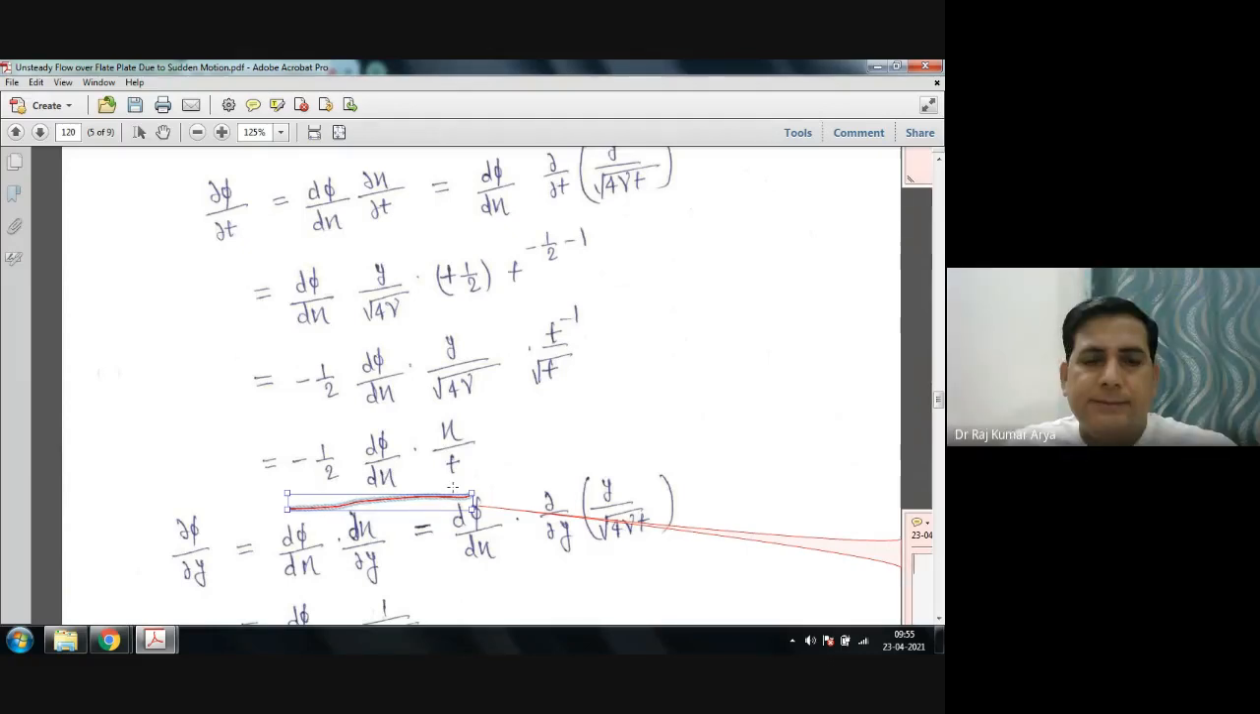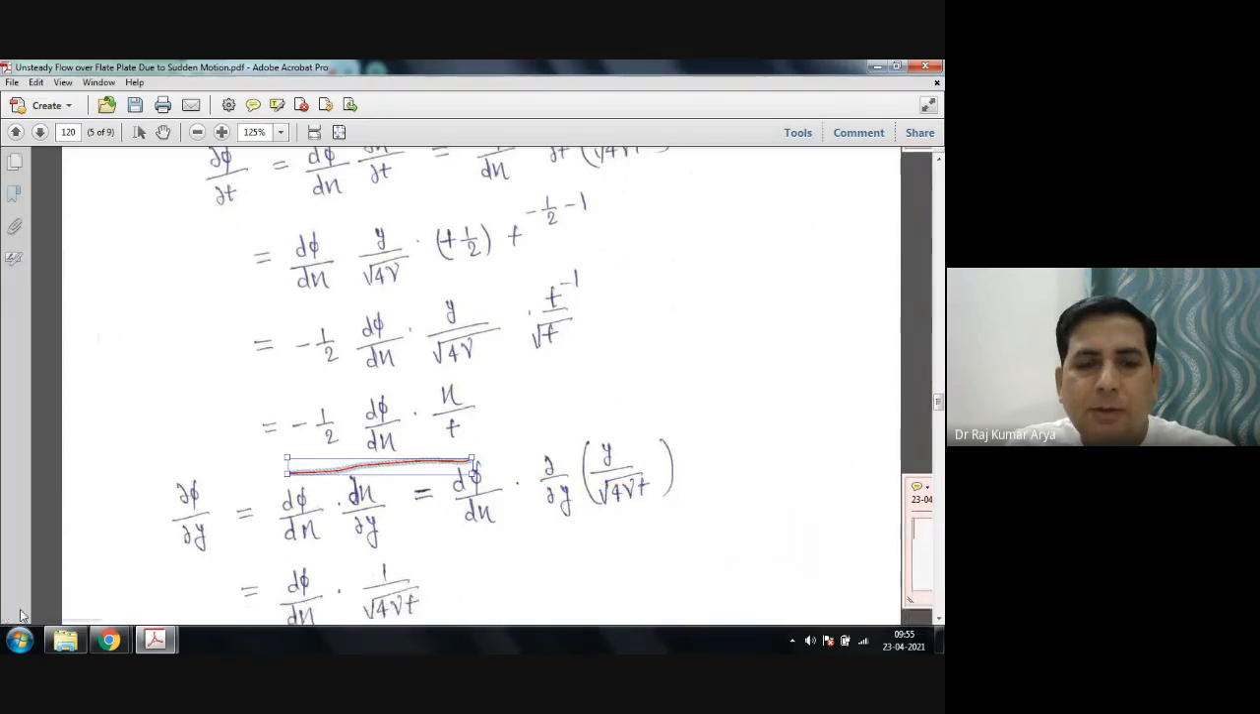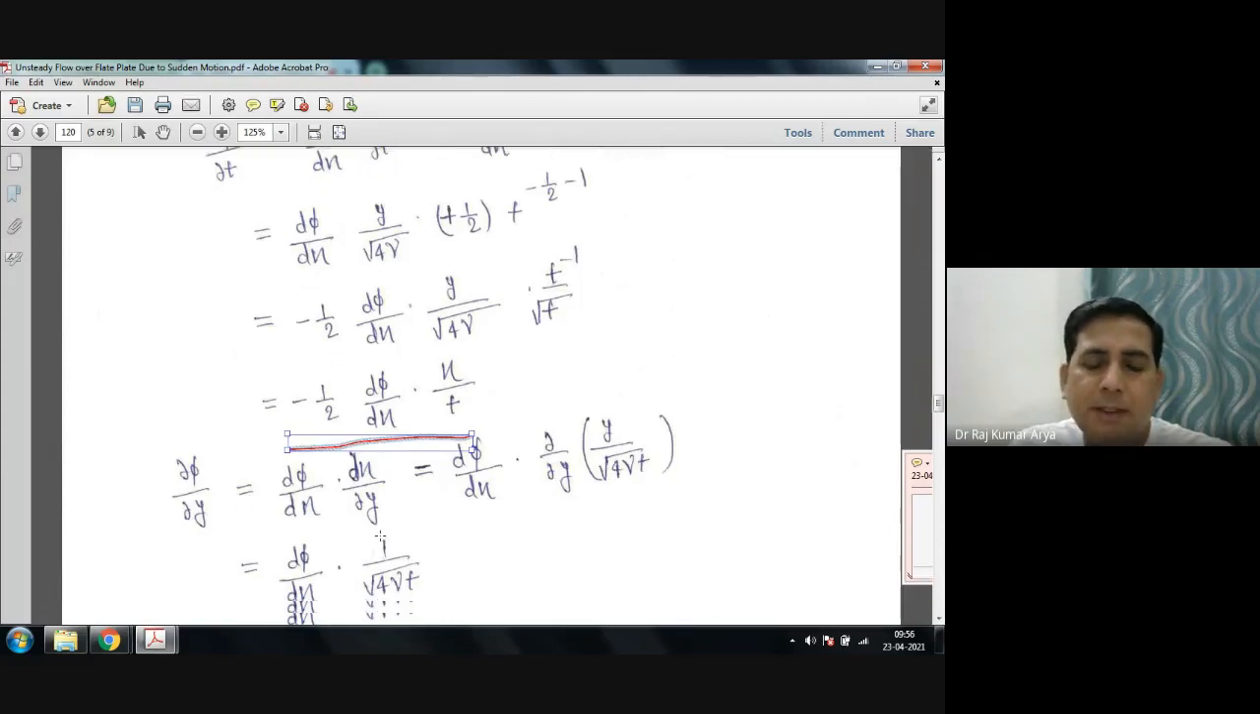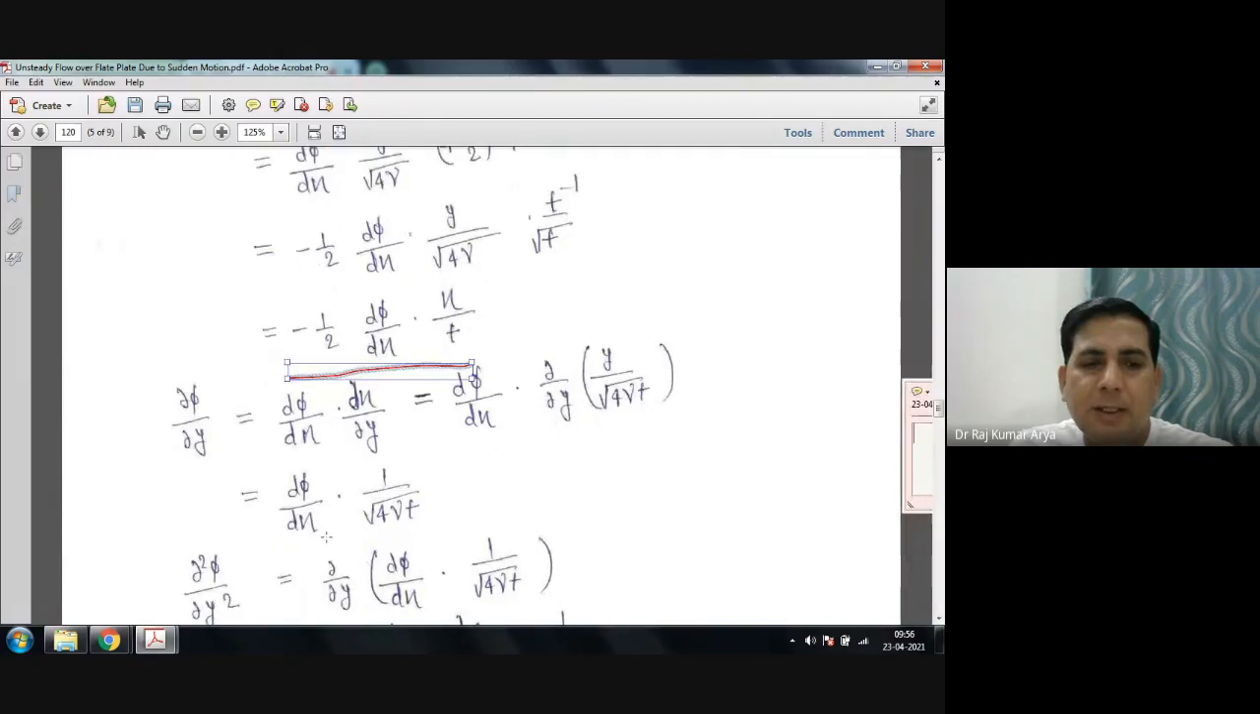Yes, sir. Now another variable in equation number 3 is del square phi upon del y square. So first we can calculate what is del phi upon del y. You can find it the same way, d phi upon d eta multiplied by del eta upon del y. Substitute the expression of eta, y upon under root of 4 nu t. If you differentiate this, you get del phi upon del y as d phi upon d eta multiplied by 1 upon under root of 4 nu t.